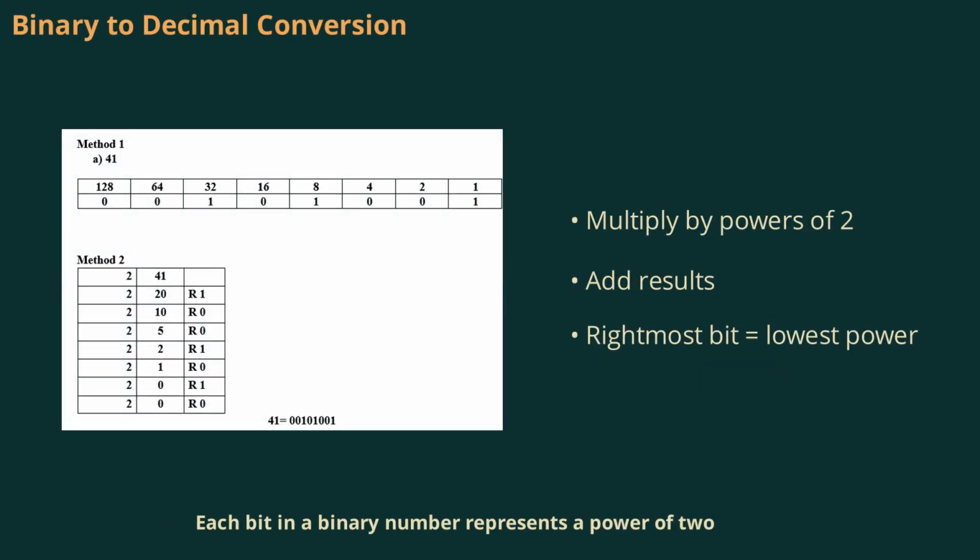Now let's look at converting binary numbers back to decimal. Each bit in a binary number represents a power of 2, starting from the rightmost bit. By multiplying each bit by its corresponding power of 2 and adding the results, you get the decimal value. This method is fundamental for understanding how computers interpret binary data as numbers we use every day.